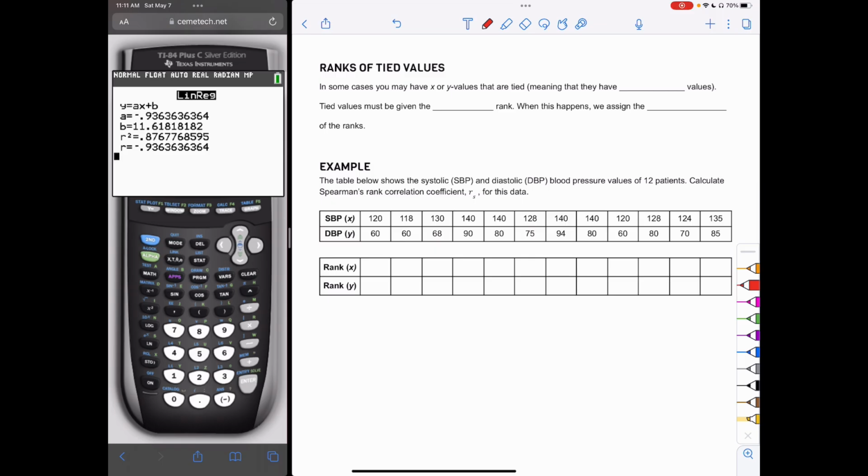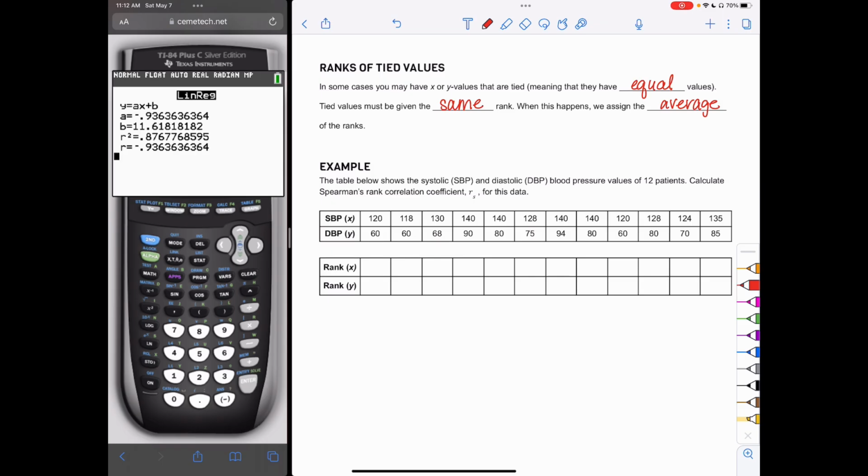So in some cases, you may have X or Y values that are tied, meaning that they have equal values. Tied values must be given the same rank. Okay. When this happens, we assign the average of the rankings. So I like to tell my students, you want to rank all of your numbers up and then go back and calculate the average of the ones that are the same.